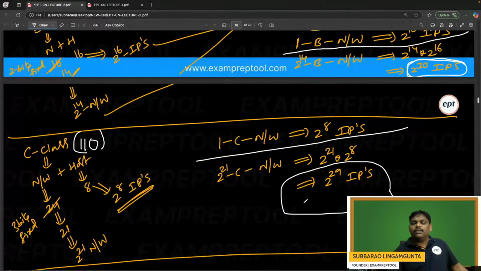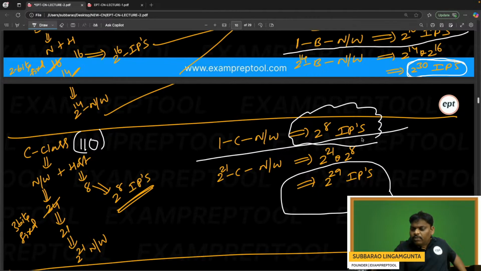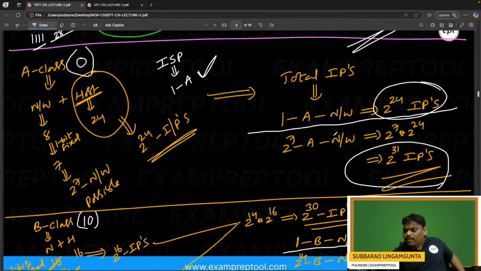You buy class C. In class C, one class C network has 2 power 8 IPs only. 2 power 8 means 256. One class C network, if you buy, only 256 people you can accommodate. So in your company, fewer employees means you want fewer IPs. If you want fewer IPs, go to class C. If you want more IPs, go to class A.